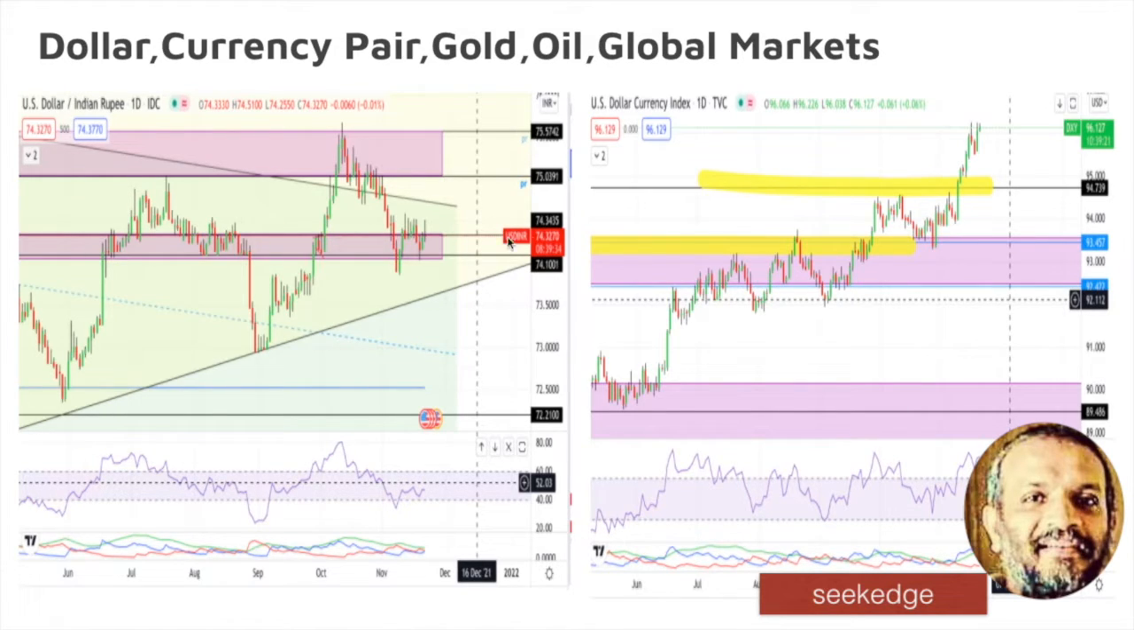The currency pair is hovering around the support zone, but the dollar is strengthening, as you see in the dollar index chart on the right side. Right? Dollar is shooting up, and the currency pair is kind of consolidating at the support zone.